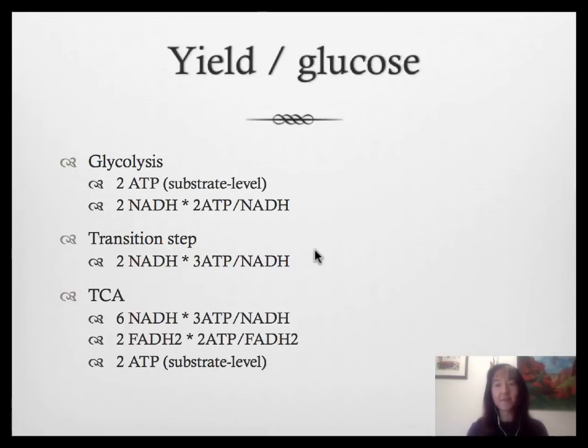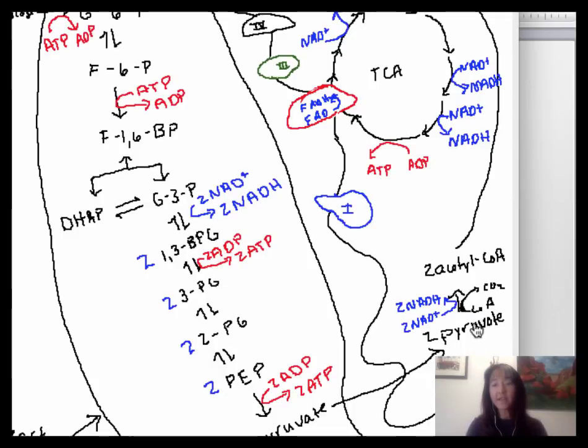It's already in the matrix. So again, we can peek at that on our picture, noting that the 2 pyruvates are within the mitochondrial matrix when the transition step takes place, when those 2 NADHs are yielded. So it's really quite straightforward for them to bring their electrons over to complex 1 or NADH dehydrogenase.